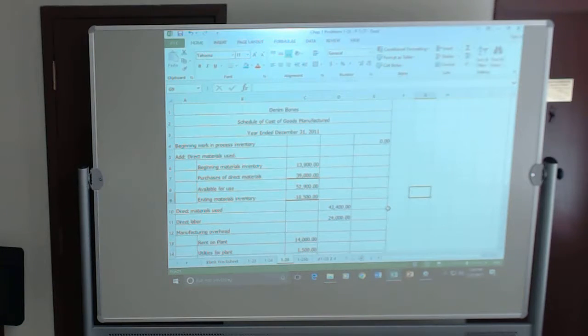Utilities for the plant are a part of manufacturing. Rent of the plant is part of manufacturing. Customer service hotline expense: manufacturing or income statement? Income statement. Okay? Direct labor.